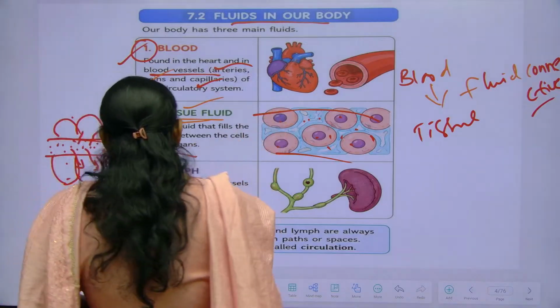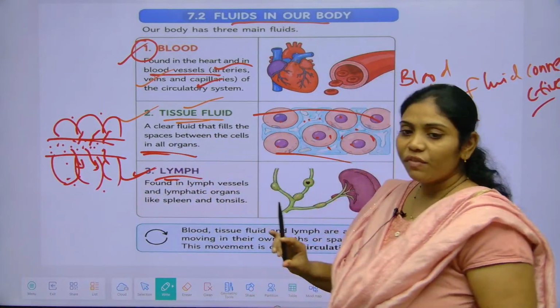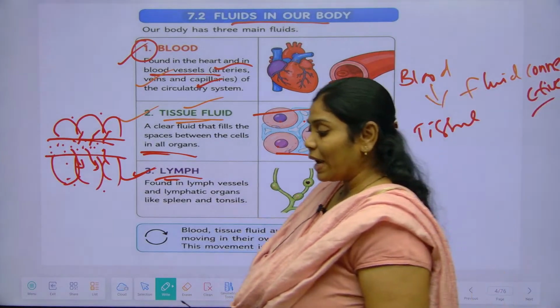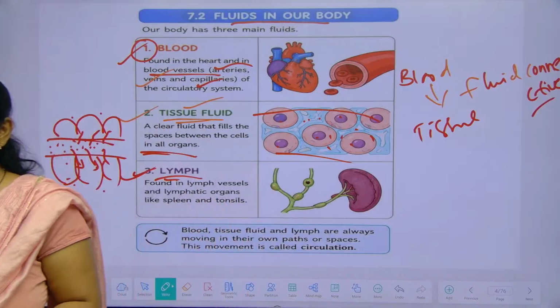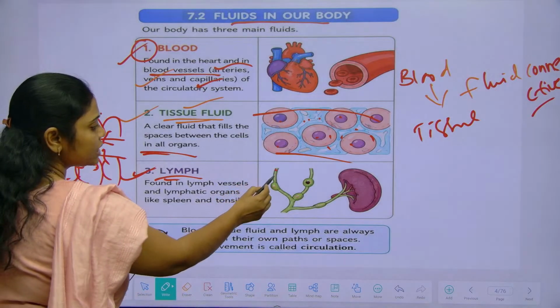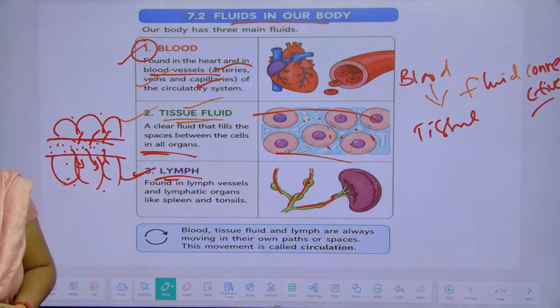Whatever tissue fluid we have discussed, it cannot remain between the tissues itself. If it remains there, it causes what? Edema, swelling can occur. So what has to be done here? You can see these are the lymph vessels. What are they? Lymph vessels, okay.